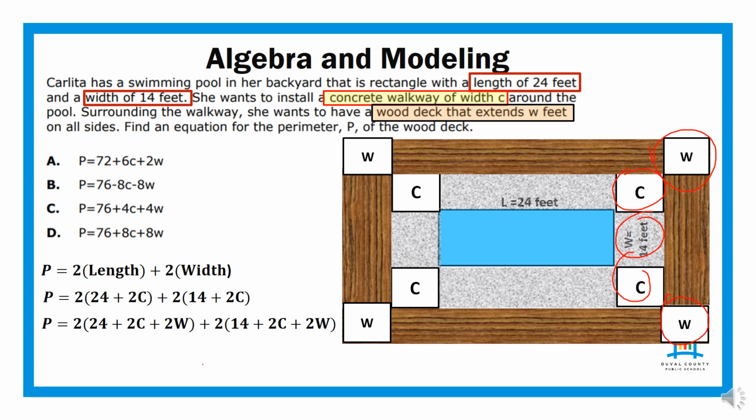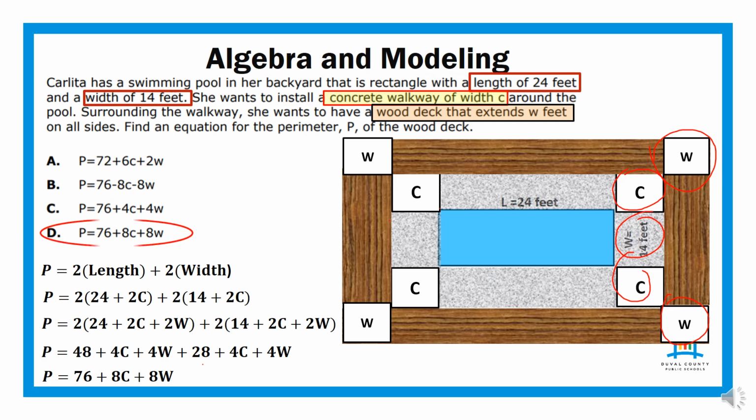So now let's see what our perimeter looks like when we do distributive property. So 2 times the 24 plus 2 times 2c plus 2 times 2w, which takes care of our length, plus 2 times 14 plus 2 times c plus 2 times 2w to take care of our width. That gives us 48 plus 4c plus 4w plus 28 plus 4c plus 4w. Goodness, that's a lot. So let's combine our like terms and see what we have. Our perimeter will be 76 plus 8c plus 8w, which is answer choice D.